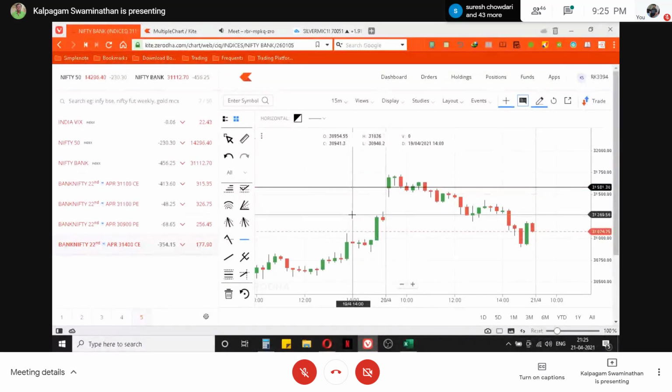Fourth part of the rule is that you buy only above a red candle high.